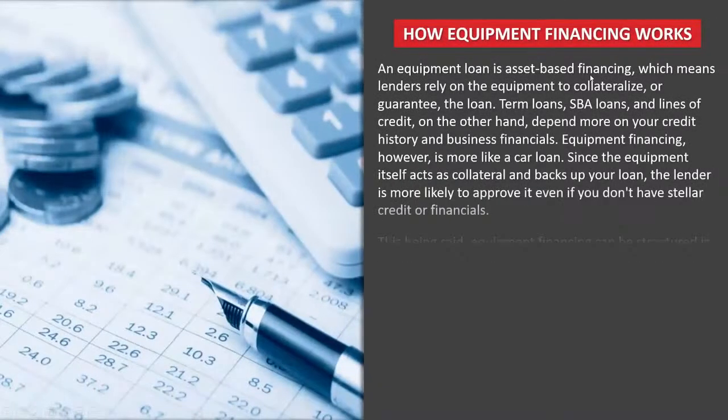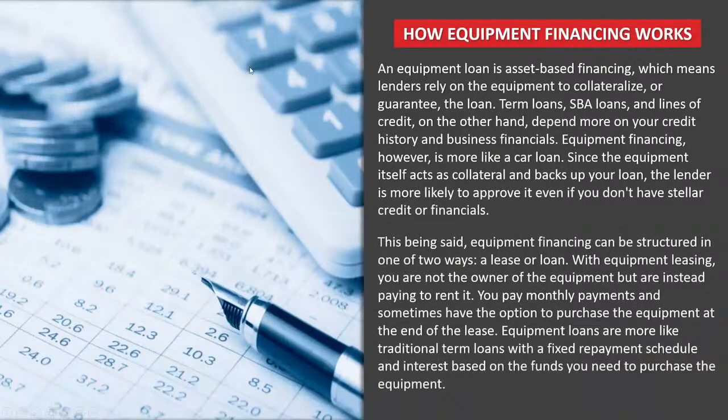How equipment financing works. An equipment loan is asset-based financing. Term loans, SBA loans, and lines of credit depend more on your history and financials. Equipment financing is more like a car loan, since the equipment itself acts as collateral and backs the loan. The lender is more likely to approve it if you don't have stellar credit or financials. And like I said, the actual asset is used as collateral. So if you're buying that particular truck or piece of equipment, what is known is that if you can't keep up the payments, they will repossess it and take it back.